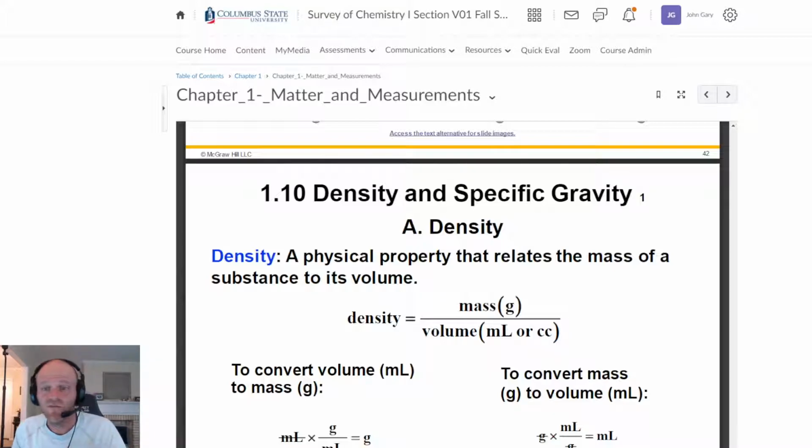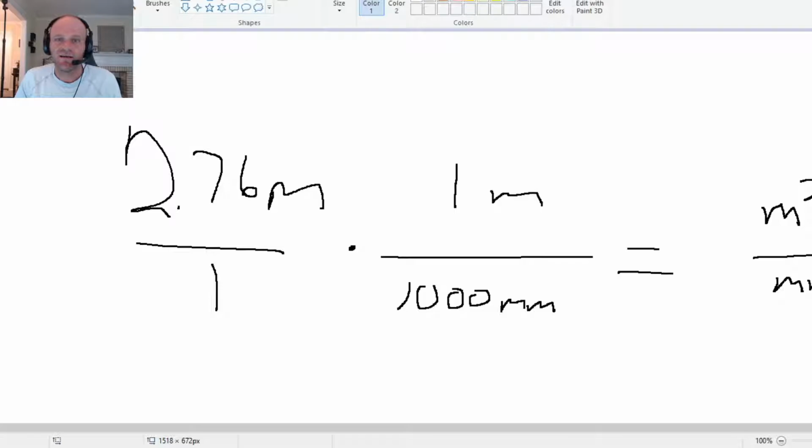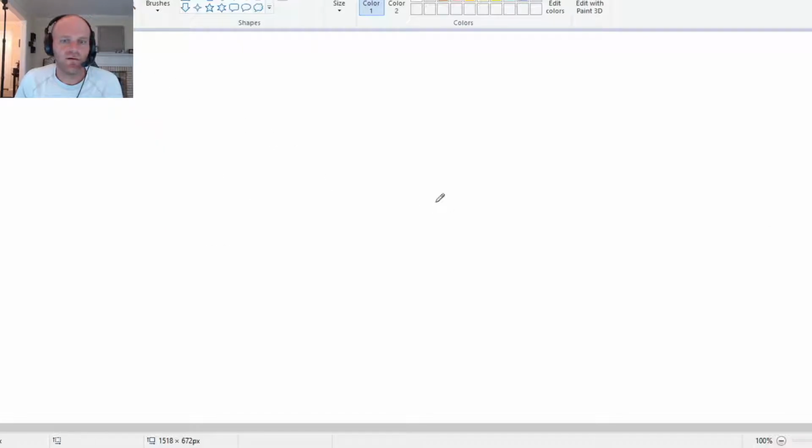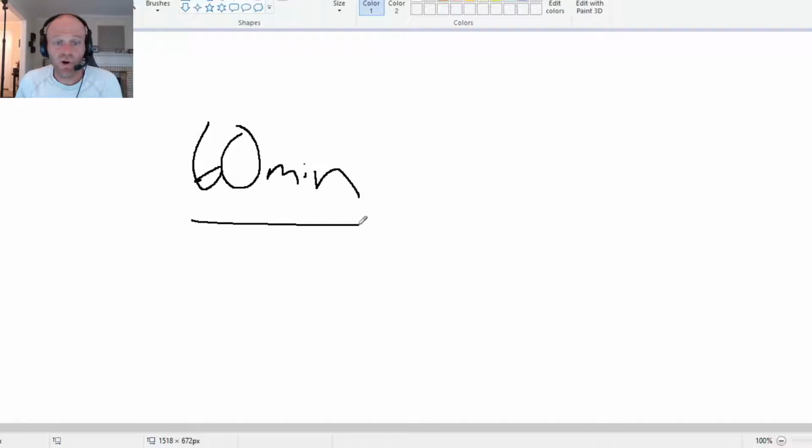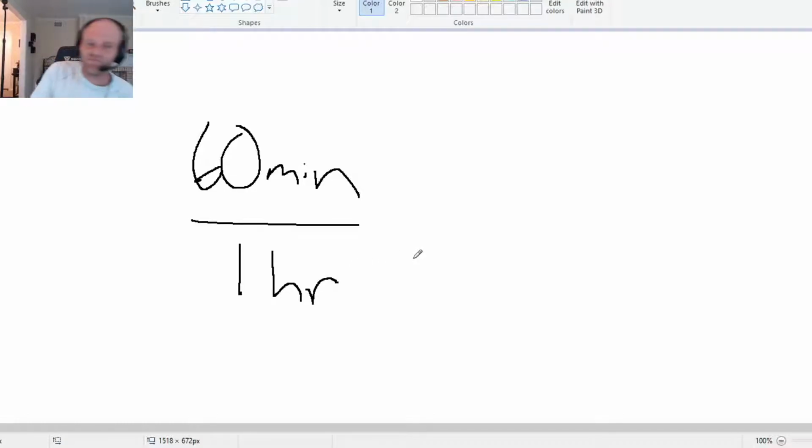Mass per volume, or let me go back to this. We said minutes per hour, right? Let me clear that off. So there are 60 minutes per 1 hour. So I like to think of per every time I see that little denominator, the division symbol, right? Another example is what we're talking about here, density.